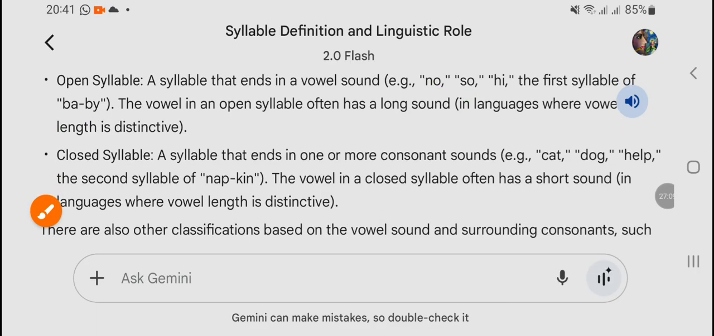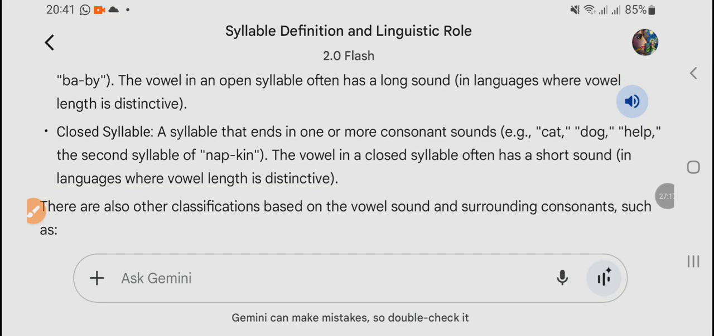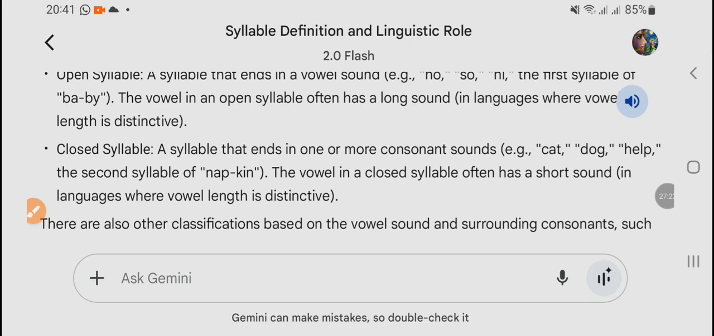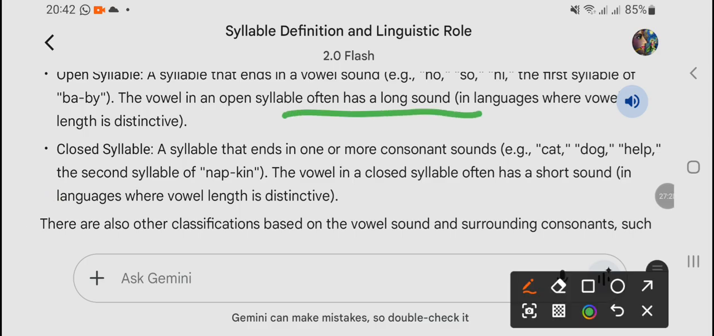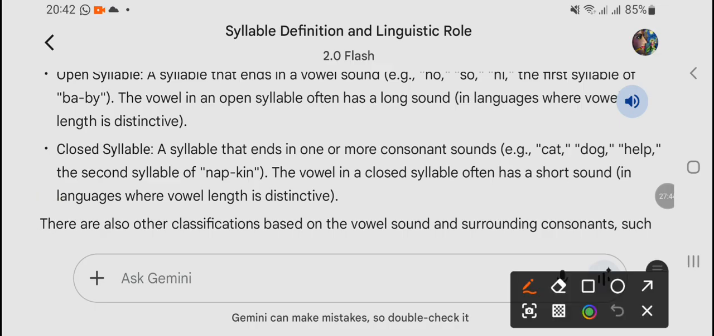Now, the vowel in an open syllable often has a long sound, in languages where vowel length is distinctive. The vowel in an open syllable often has a long sound. Go, no, he, baby, this way. The last vowel sound is distinctive and long.